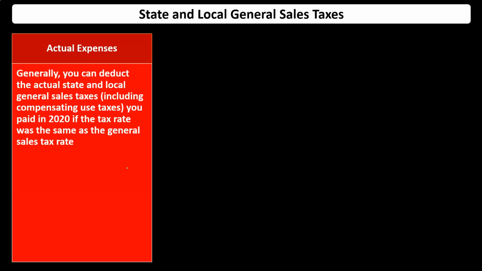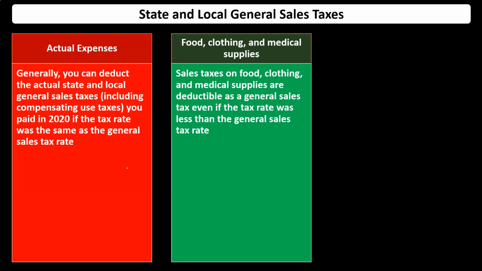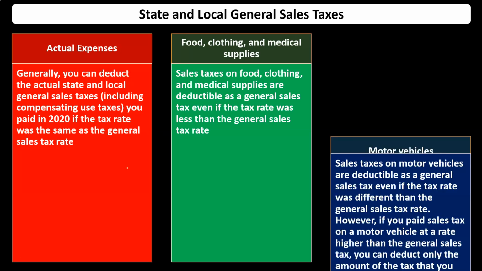So remember, when you're talking about sales tax in the United States, it's going to be a state and local tax. So you're talking sales tax. On the federal side, we have basically the income tax. Food, clothing, and medical supplies. Sales taxes on food, clothing, and medical supplies are deductible as a general sales tax, even if the tax rate was less than the general sales tax rate.